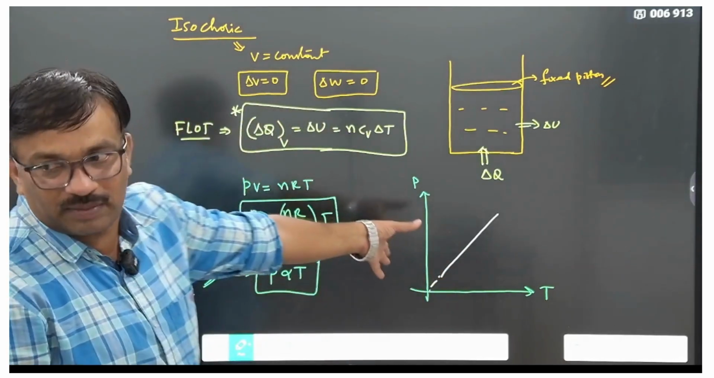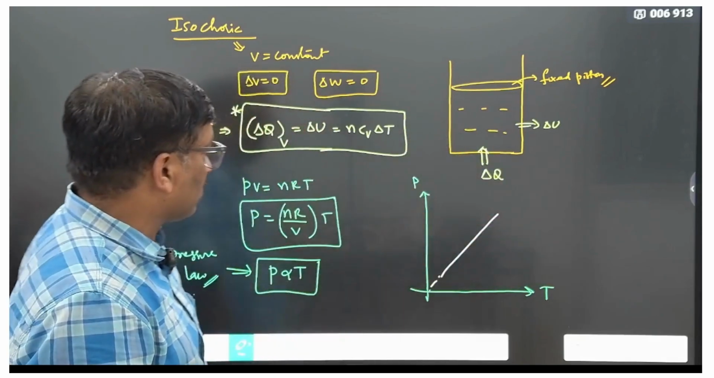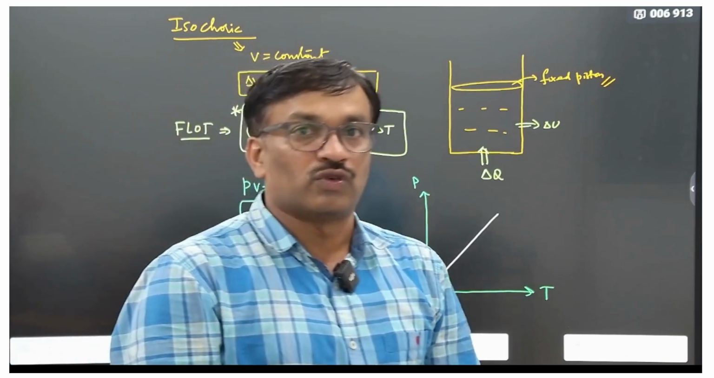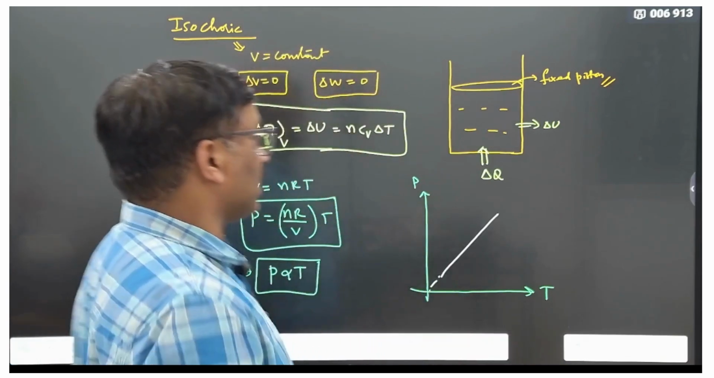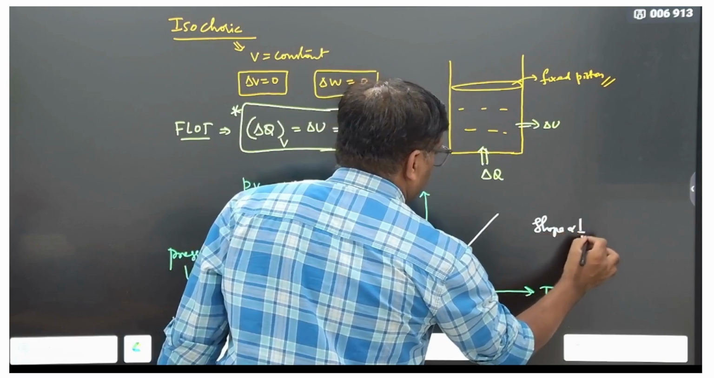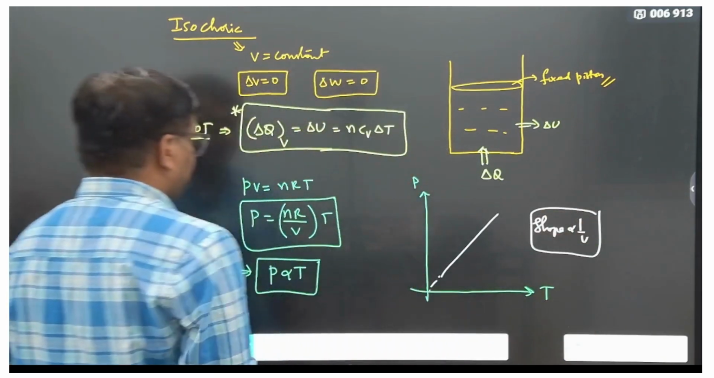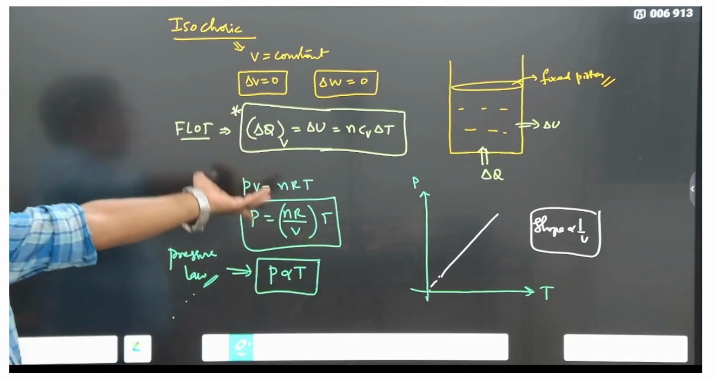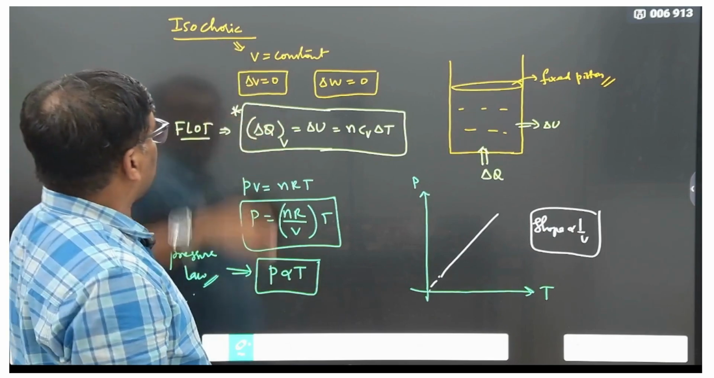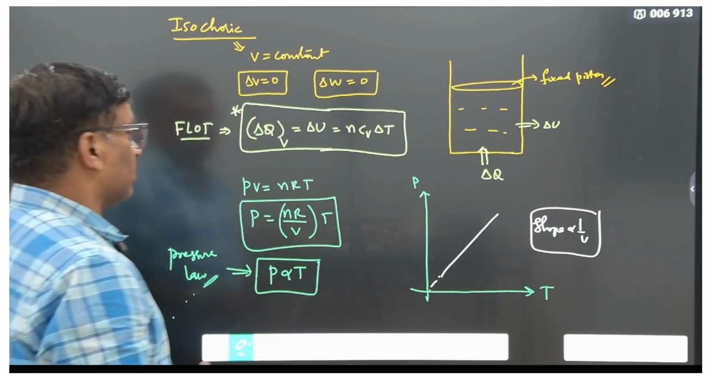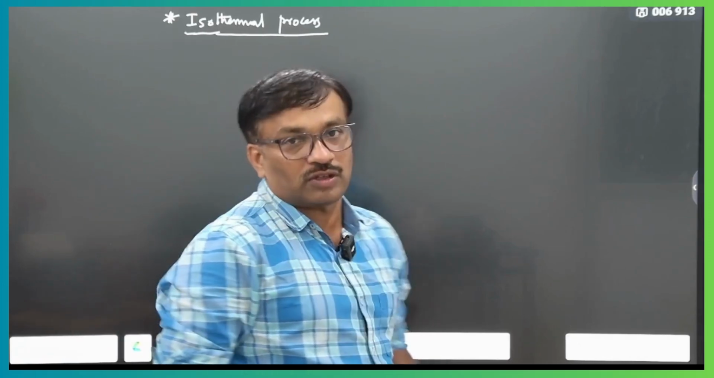Again you can do it similarly to the previous question. Their slope is inversely proportional to the volume. So whose slope is more, that volume is lesser. Therefore slope is inversely proportional to volume. Clear? So work is not said to be done here. Therefore this is about the isochoric process. Clear? So we'll study the next one, the isothermal process.